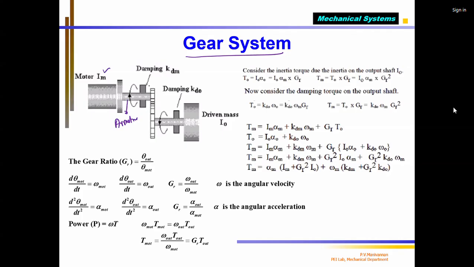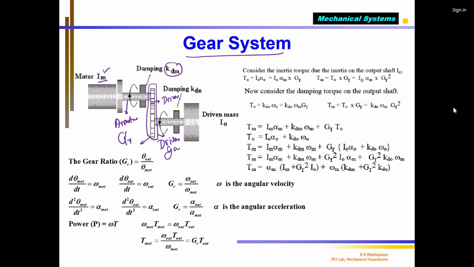It is connected to the gear. This is my gear system. This is the driver gear. This is the driven gear. The driver gear is connected to the motor through a bearing. The bearing has a damping friction, right, which opposes motion. That I call K_DM, motor damping. This is the motor inertia. And I have the gear, which has a gear ratio, GR. Correct?